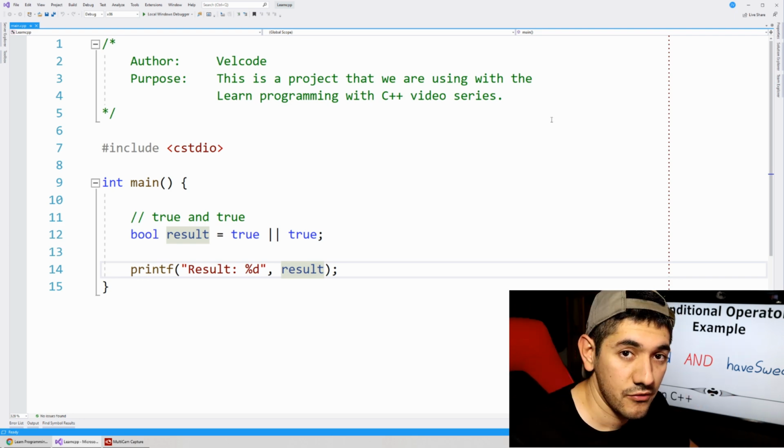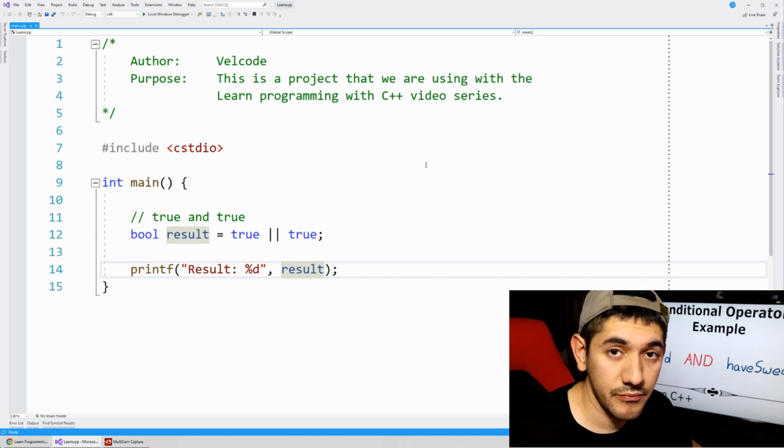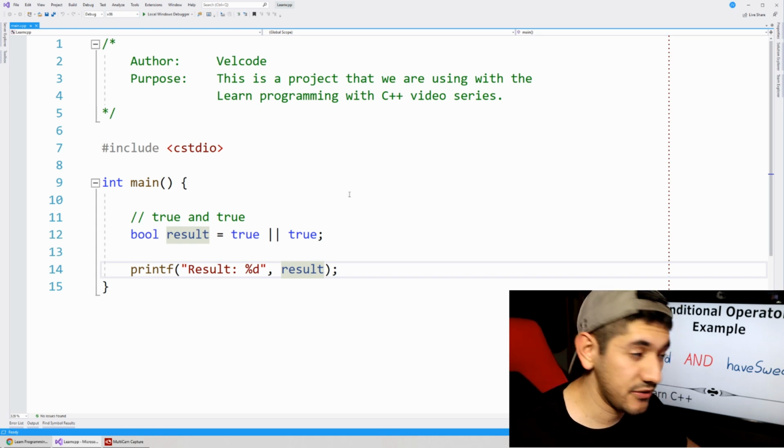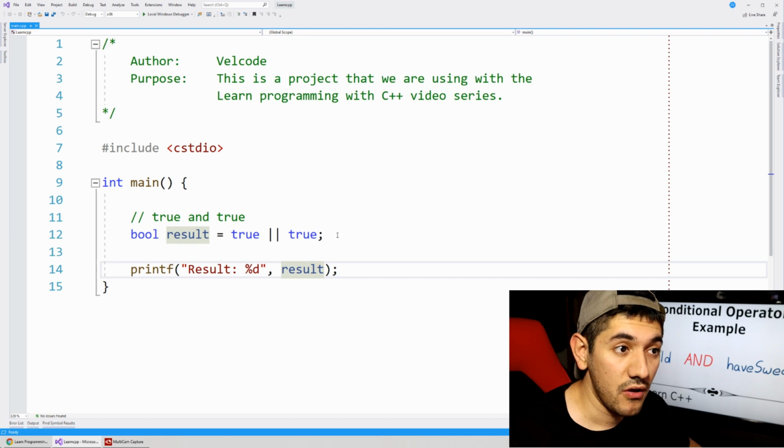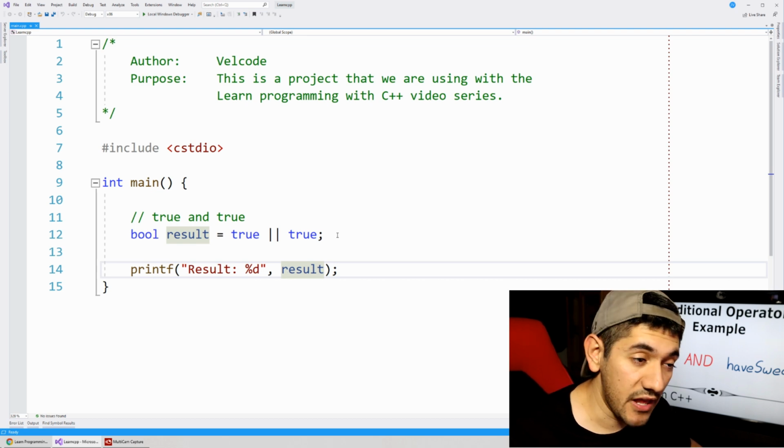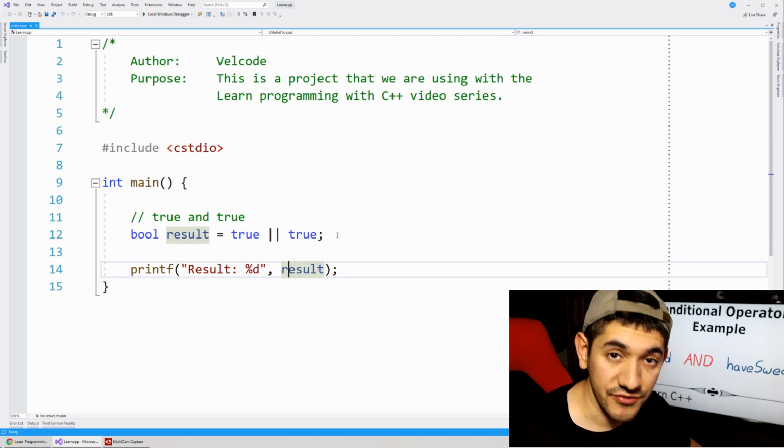So let's get started. Here we are in the same Learn CPP project that we have been using all along. Let me restate the question. Should I wear a sweater today? Well, for me to decide if I should wear a sweater or not, I have to consider two conditions. One, is it cold outside? And two, do I have a sweater? So we first have to formulate these two conditions. Let's start with that.